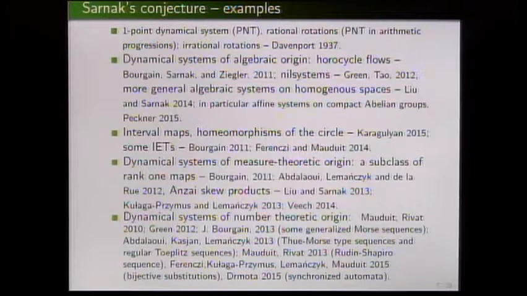Then there are results on systems which are more of measure theoretic origin. Rank one maps were somehow mentioned before. Then there are some skew products that were defined also in some previous talks, for example by Alejandro. You have some results, and if you think about the number of results, then the last group is the winner.